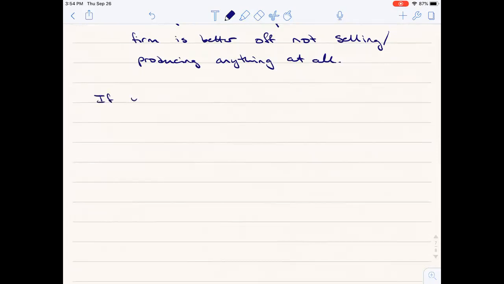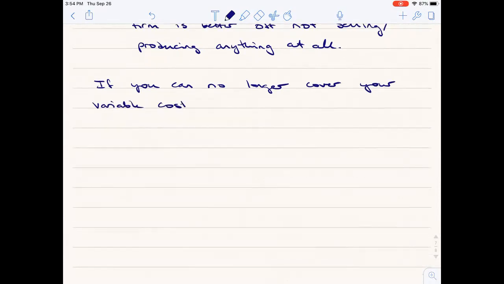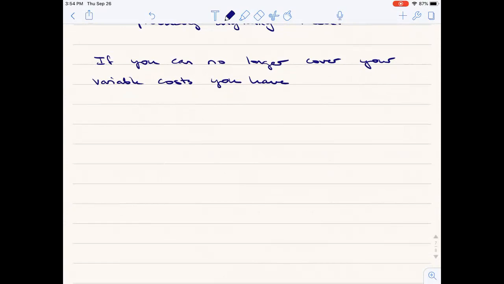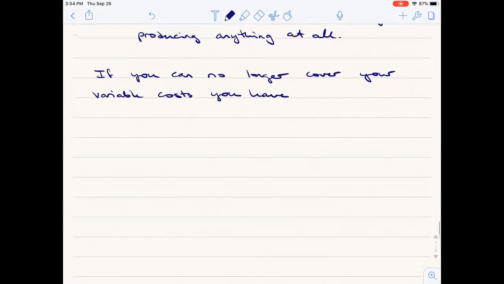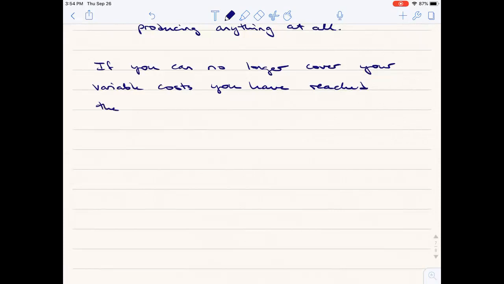So if you can no longer cover your variable costs, you have reached the shutdown point.